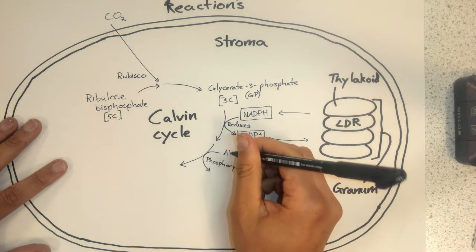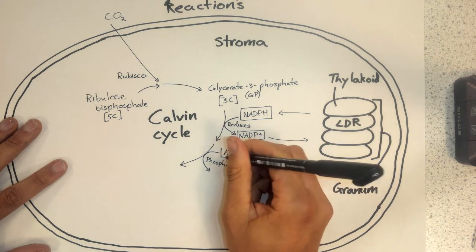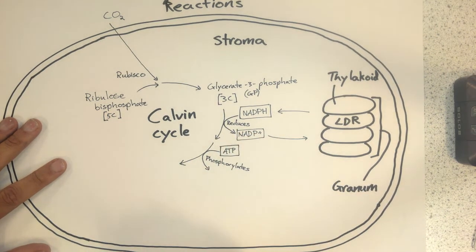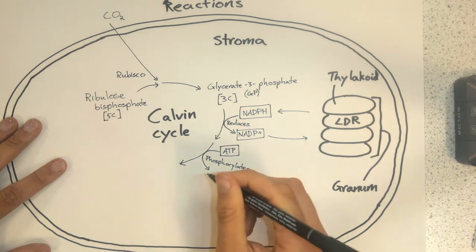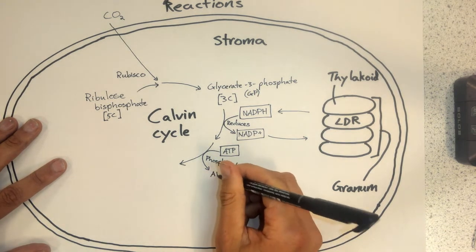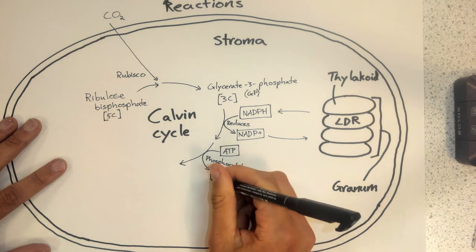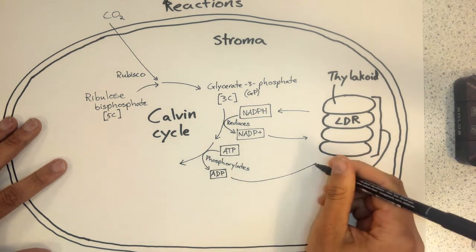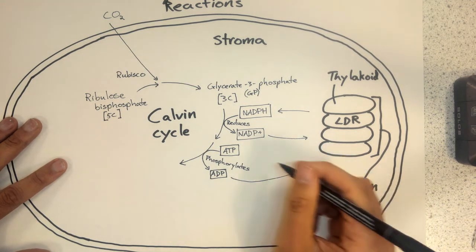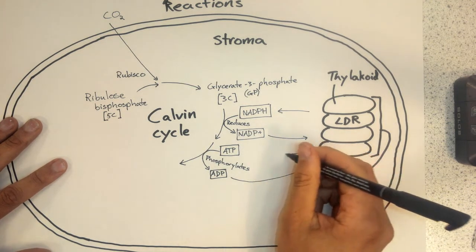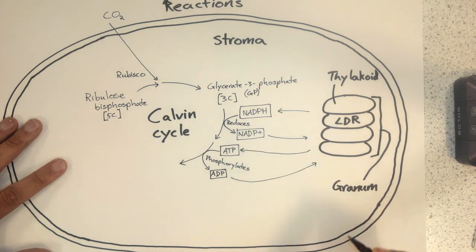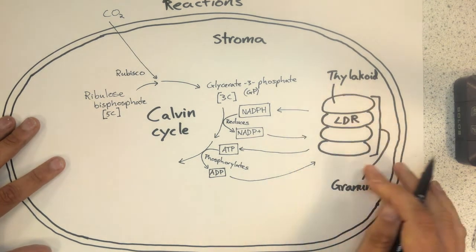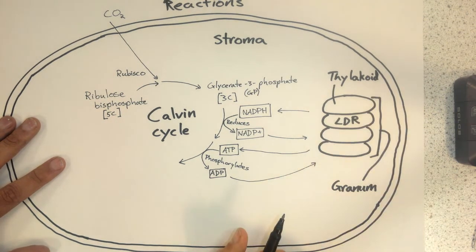ATP phosphorylates the molecule, donating one of its phosphate groups to it. This results in a molecule of ADP, which will return to the light-dependent reactions. Remember, the light-dependent reactions were the source of ATP here. Learn more about the light-dependent reactions in the previous video.